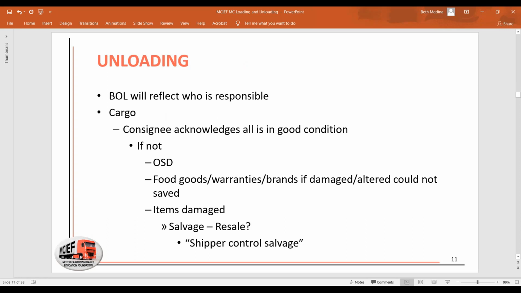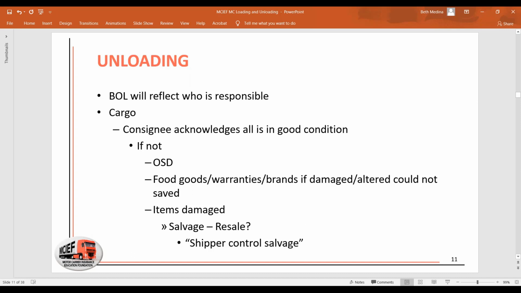So the bill of lading will show who is responsible for unloading. We've delivered it, now we have to unload it. The cargo, the consignee acknowledges all is in good condition. This is what you want the driver to get from the consignee, the person there, to sign. If not, then you get into OS&Ds. OS&D stands for overages, shortages, and damages.